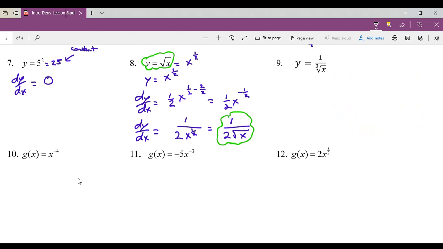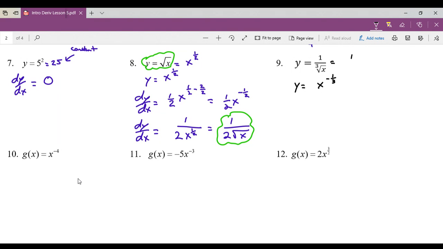Again, 9 seems a little wacky at first, but you're like, you know what, let me rewrite this. I can write this as x to what power? Pause the video, see if you know what it is. Hopefully you said negative 1/3. And understand that there's two things going on here. The negative has nothing to do with the radical. Nothing. The negative has to do with the fact that it's in the basement. The 1/3 has to do with the radical, which has an index of 3.